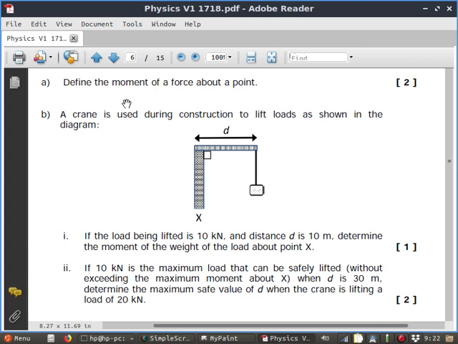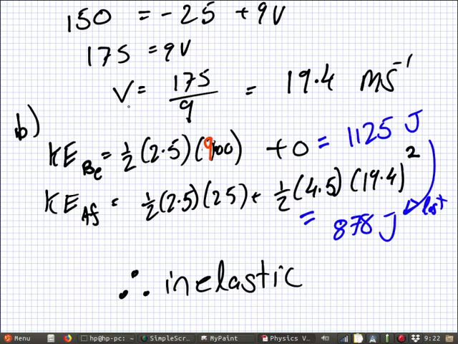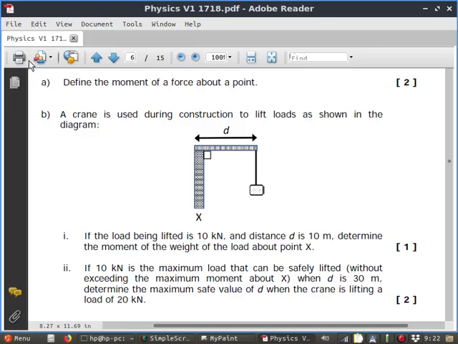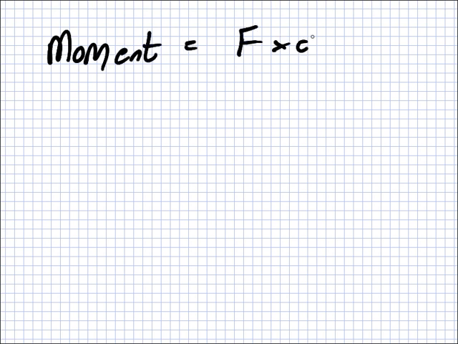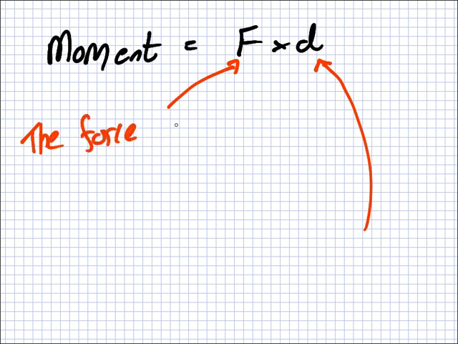Right. Summer, did you get the first one? I think the formula is F times distance. Yeah, so if you want to give it as a formula, you would say the moment equals the force times the distance. But in the exam, you must say what the F and the D are. The F is the weight or the force.